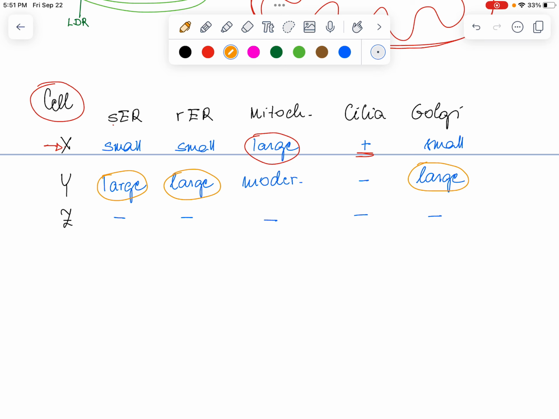Now, what usually gives a hard time for students is cell Z that doesn't have any of them. Well, we can say that this cell is actually a dead cell, so it's not going to do anything anymore. It will be in equilibrium with its surroundings, no more homeostasis.